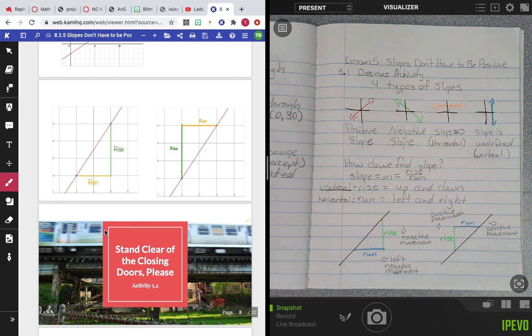So those are the ways that you can find two different ways you can find the slope of the same line. I can go down and to the left, or I can go up and to the right. Either way, it's going to give me the same slope.